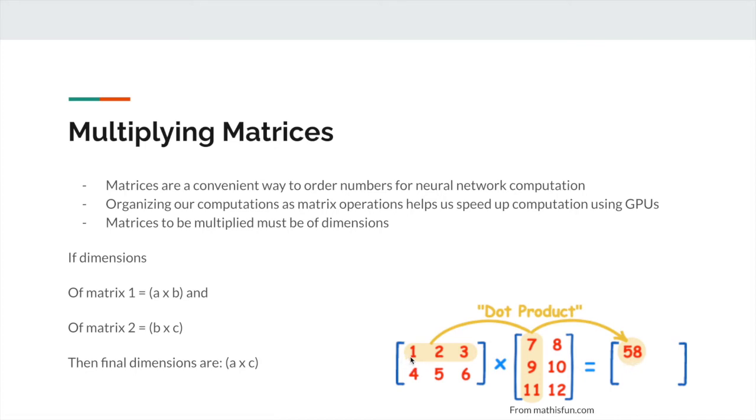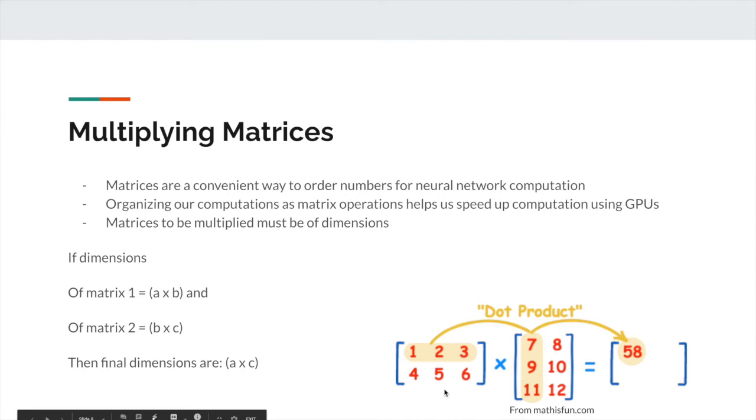So what this actually means is you do 1 times 7 plus 2 times 9 plus 3 times 11, and the resulting value is 58. Then you would do 1 times 8, 2 times 10, and 3 times 12, and that resulting value would go here. And you do the same thing for this row and this column, and that would go here. And then this row and this column, which would go here.